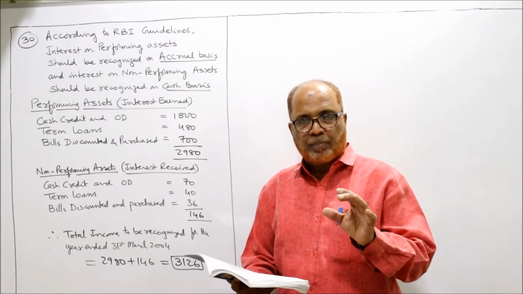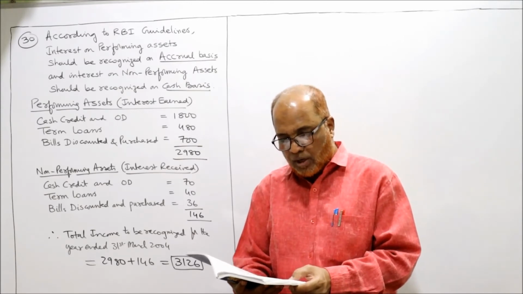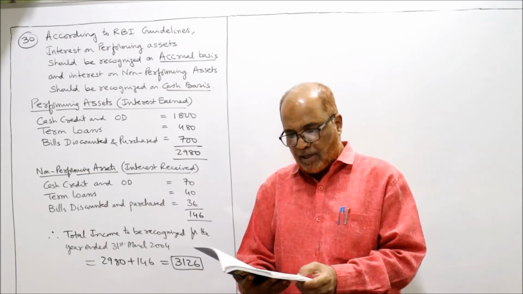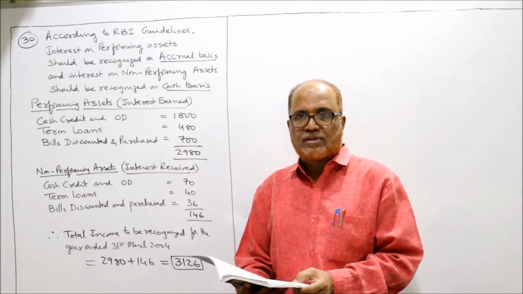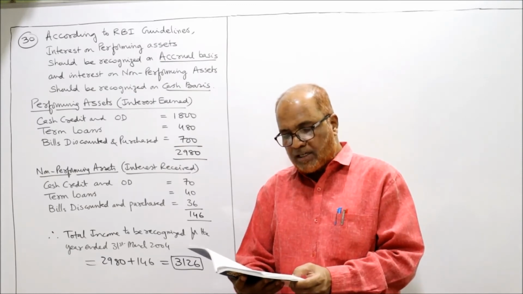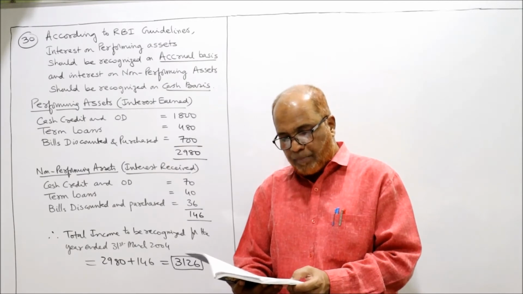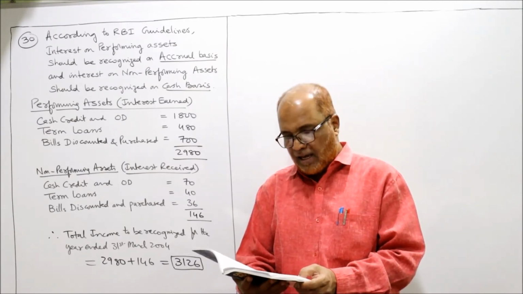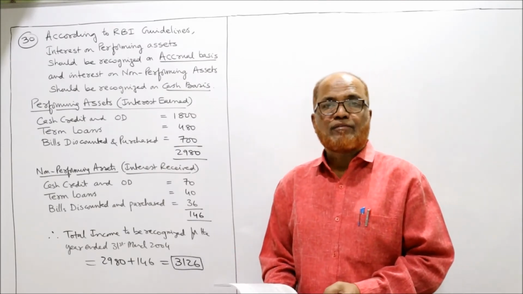First we'll discuss performing, then we'll go to non-performing. Performing assets, cash credit and overdraft: 1800 interest, rupees in lakhs. 1800 interest earned, 1060 interest received. Whereas term loans: 480 interest earned, 320 interest received. And for bills purchased and discounted, 700 earned and 550 received. This is for performing assets.